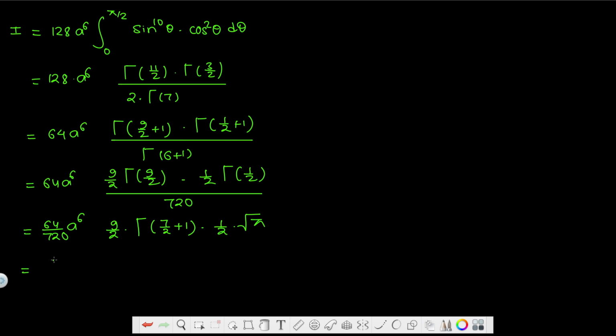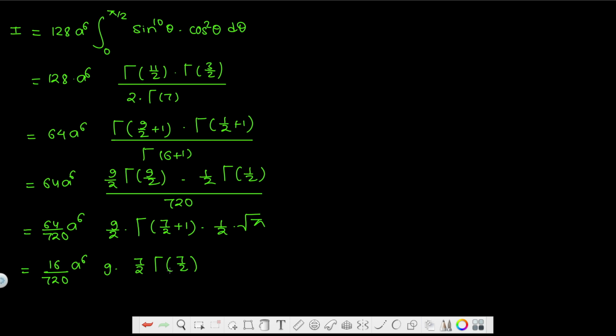equals to, so 2 times 2 will be 4 and 4 times 16 will be 64. So we can write 16 over 720 and a to the power. So we have 9 times. So gamma 7 over 2 plus 1 will be 7 over 2 gamma 7 over 2.